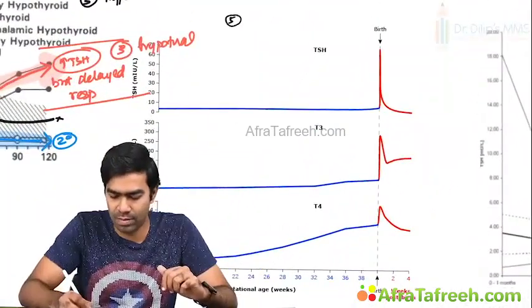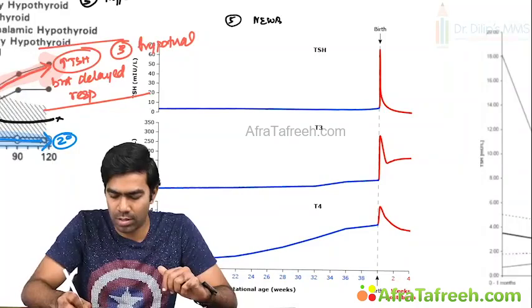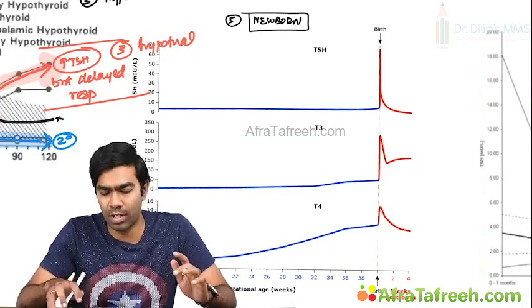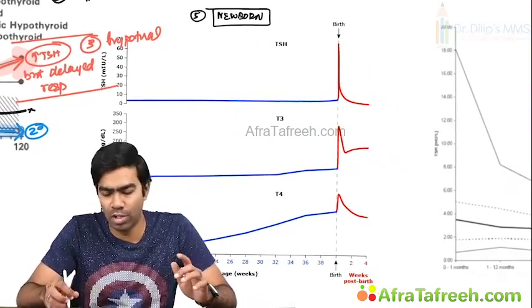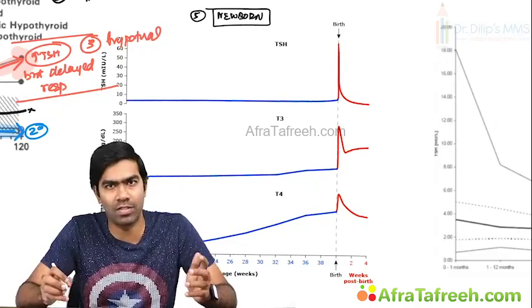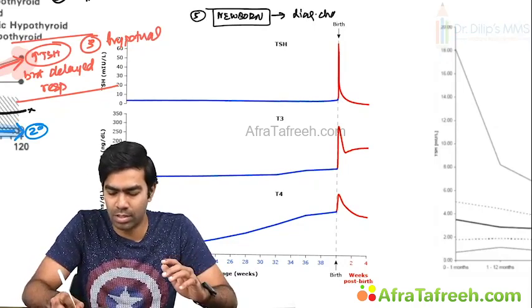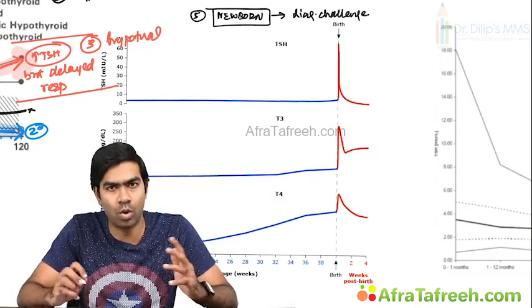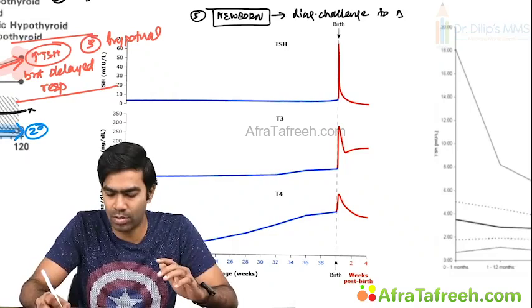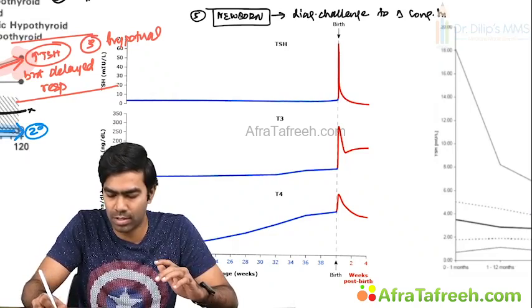Pitfall number 5, newborn. So it's not a pitfall really, but you have to understand the physiology better. In newborn, physiologically itself TSH will be high. So which means it poses a diagnostic challenge. In a newborn, it poses a very good diagnostic challenge to diagnose congenital hypothyroidism cases.